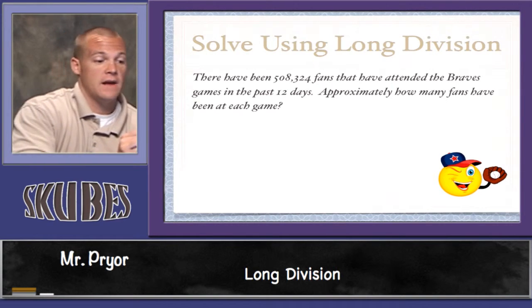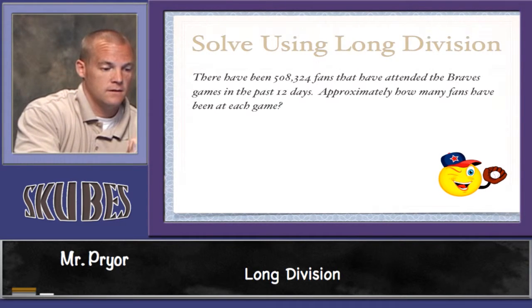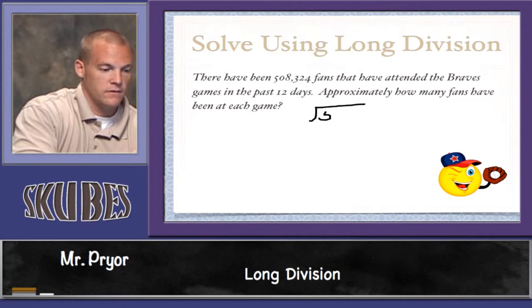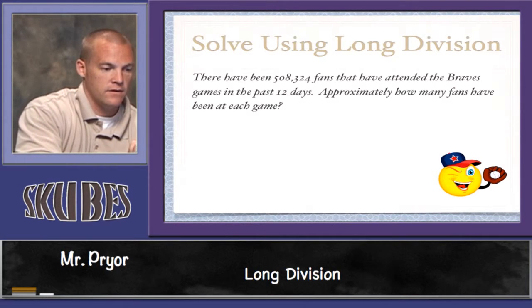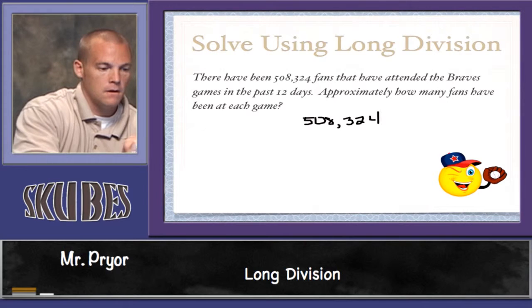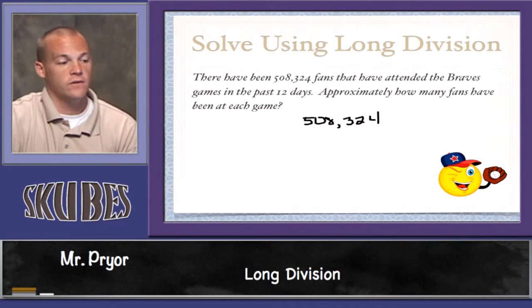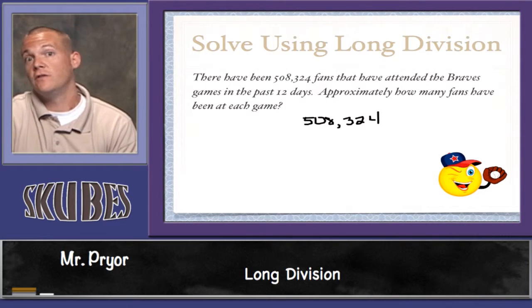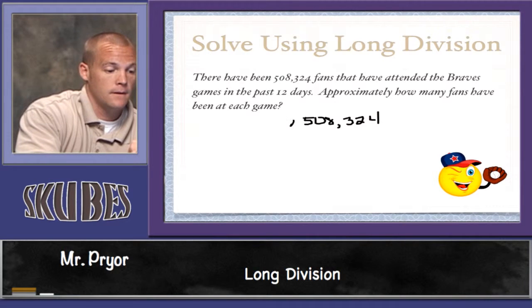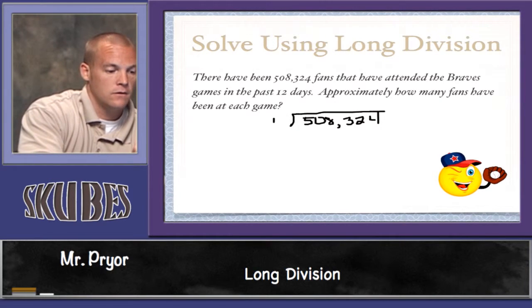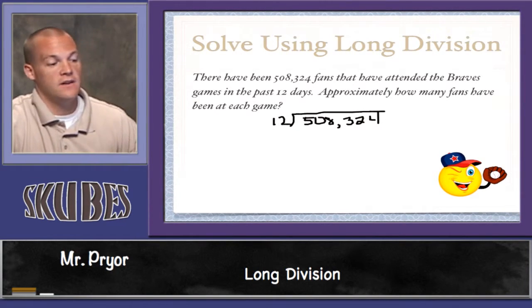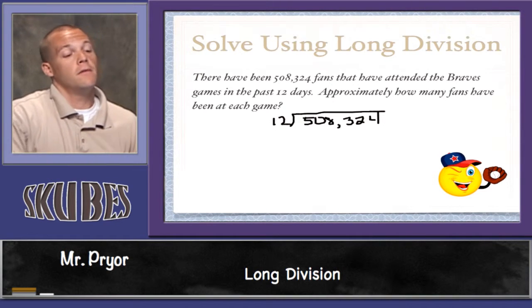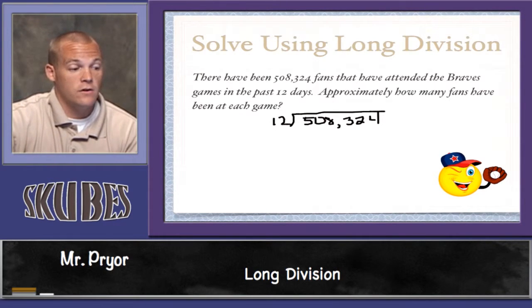So again, we're taking the value 508,324. And let me give myself enough room here. And we're dividing that, of course, into the past 12 days, or into 12. So 12 goes outside. 508 is our whole that we're dividing up into 12. So let's start our division.